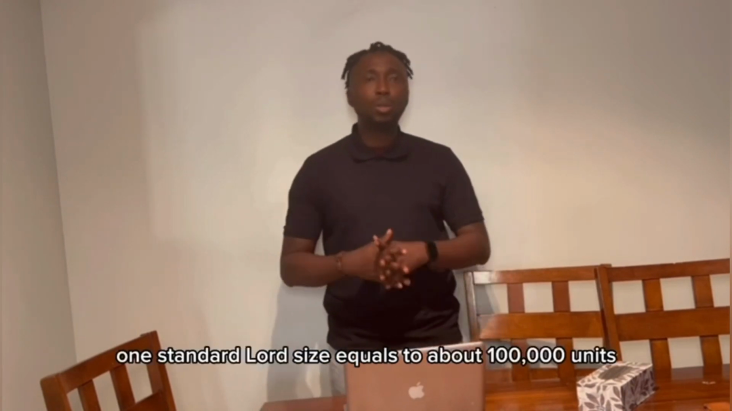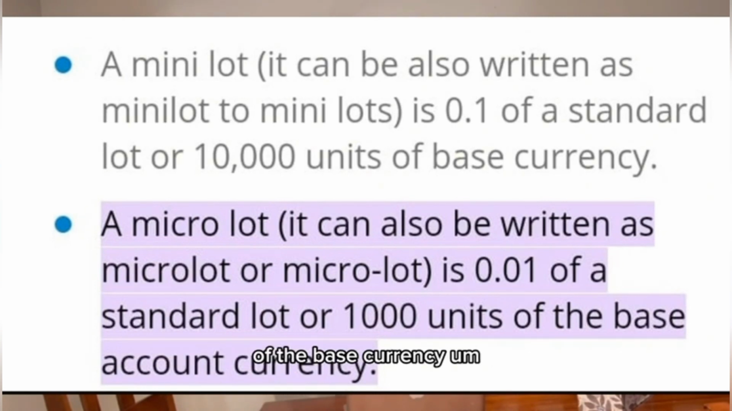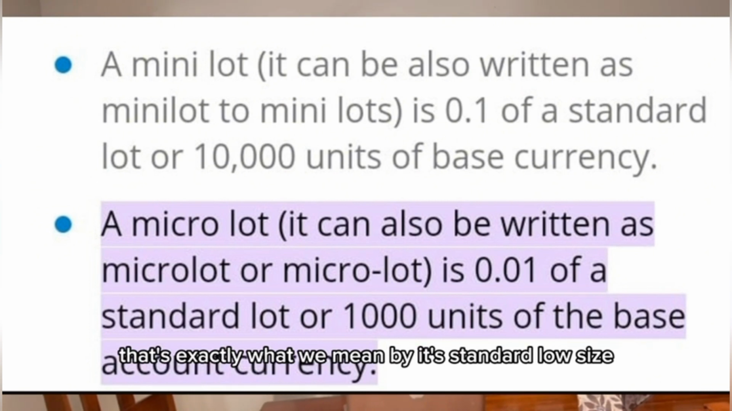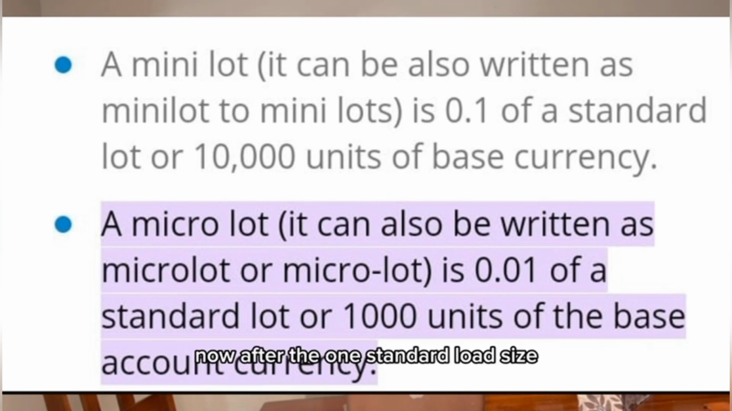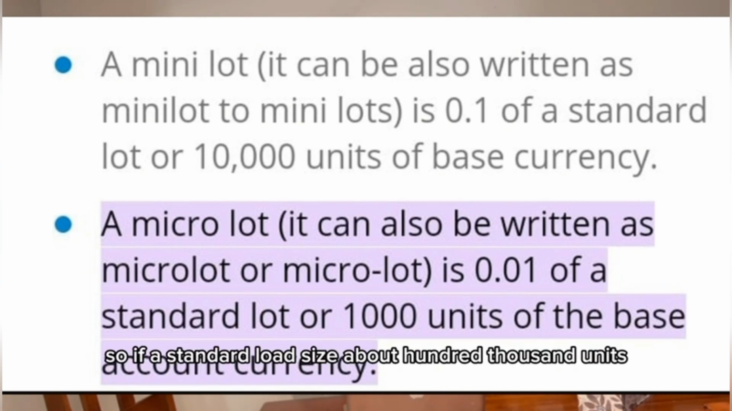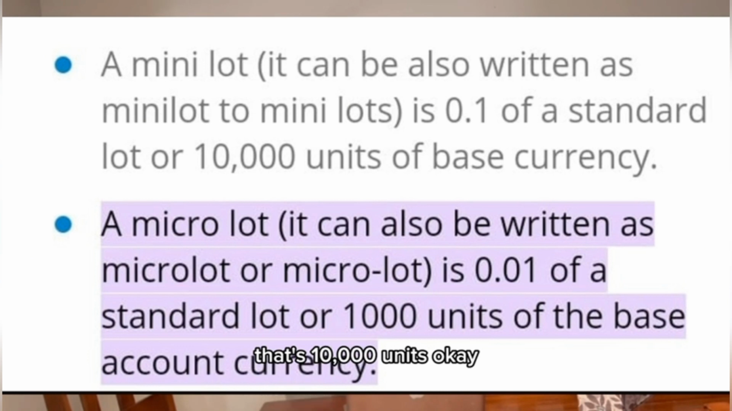Okay, we know that one standard lot size equals about 100,000 units of the base currency. That's exactly what we mean by a standard lot size. Okay, I'm going to show you how we apply that. Now, after the standard lot size, we also have a mini lot. A mini lot is 10% of a standard lot size, right? So if a standard lot size is about 100,000 units, that means a mini lot is going to be 10% of 100,000, that's 10,000 units.